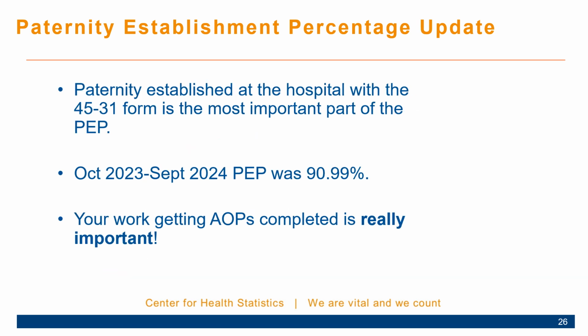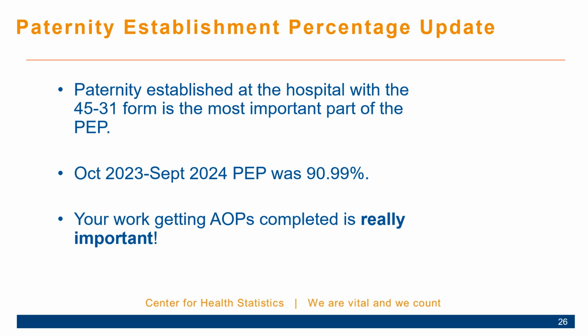Paternities established at the hospital with the 45-31 AOP form are the most important part of the paternity establishment percentage. From October 1st, 2023 through September 30th of 2024, we barely made our goal at 90.99%. Your participation is essential so that these programs get the funding they need.